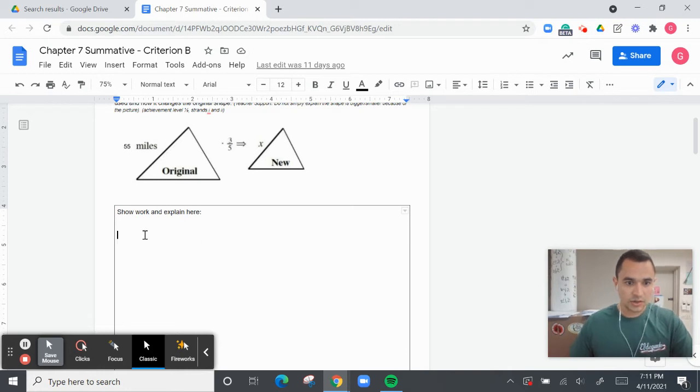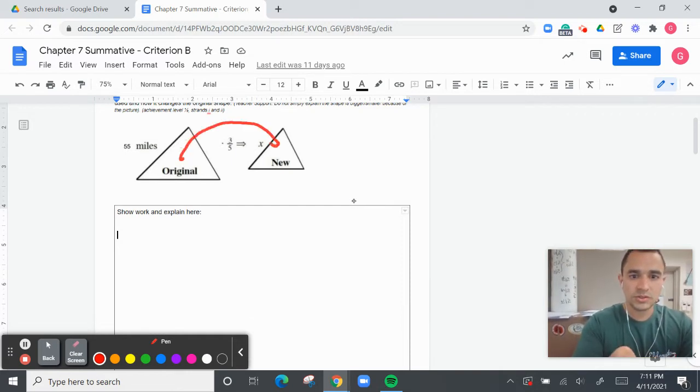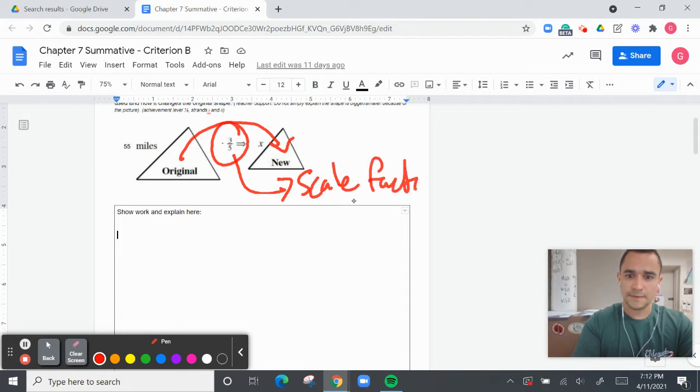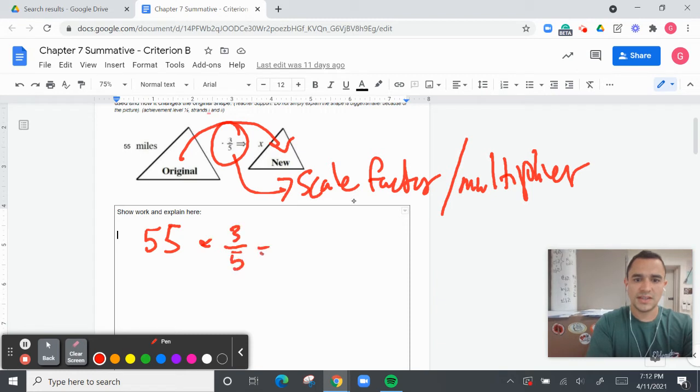All right, so what we're going to do is we're going to get started. And what we wanted to do is figure out what happened from the original to the new. And there was a change here of 3/5. Now, this right here is the scale factor, or you can say a multiplier. And that is going to make a change from 55 miles times 3/5, and that's going to equal x.